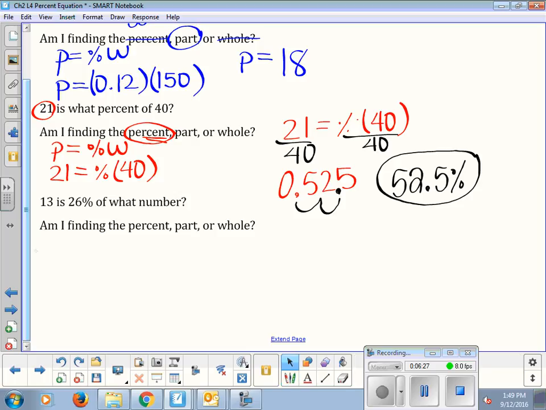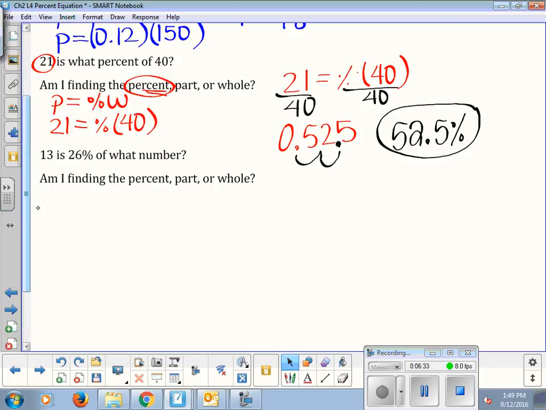Yeah, to change from a decimal to a percent, remember in our equation, our percent is written as a decimal, so when we get our answer, we have to change it back to a percent by moving the decimal place over 2 places to the right.